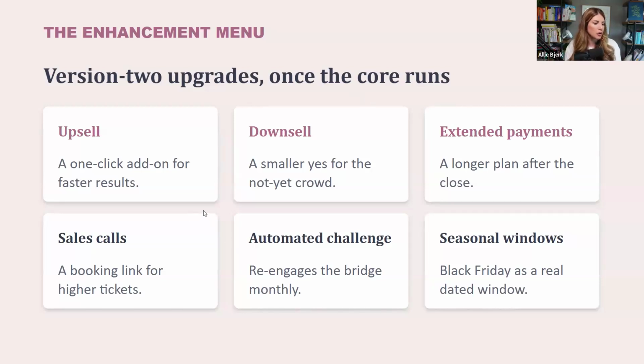You can also go back to your audience after you've closed the cart and say, hey, if you want to talk to a human about this, I might have other options available for you. Go ahead and book a call. You can put that in your emails. Other things you can do are like an automated challenge that follows up after the Evergreen webinar. You can add in seasonal windows, kind of like a hybrid approach where you might do something live.